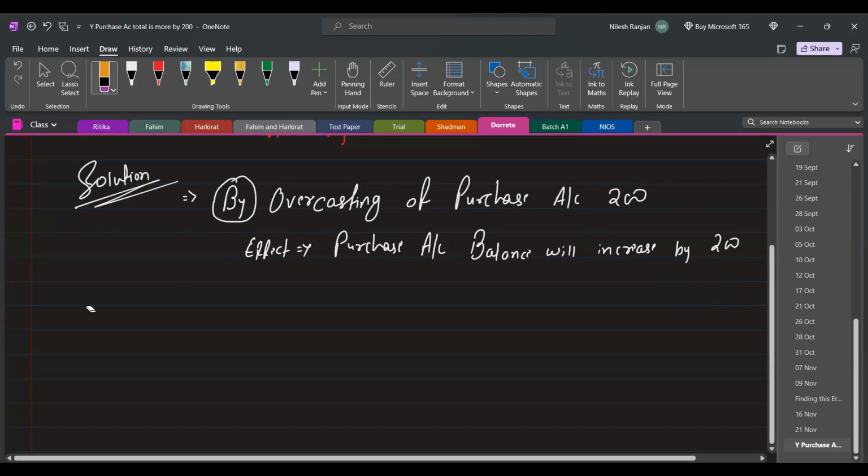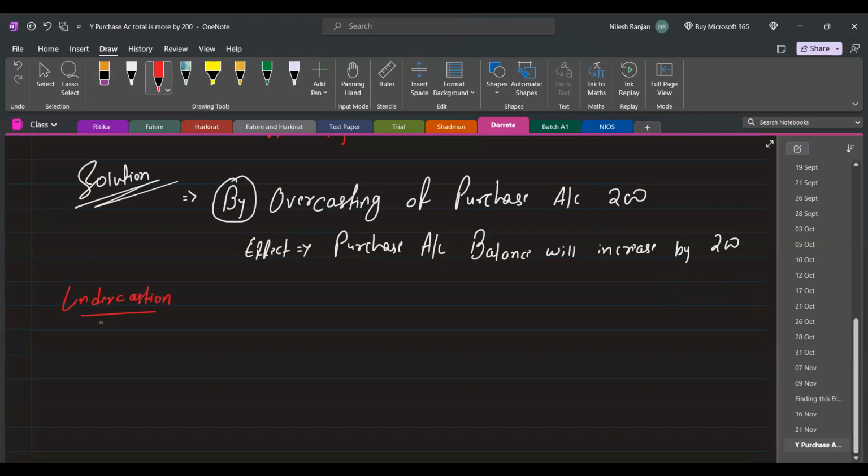Yes, sir. Okay, now undercasting. In undercasting, our total is less than the actual amount. So how to correct this? In this case, you have to write on the same side, because due to such an error, your main side is less than the actual amount. So you have to increase the amount.